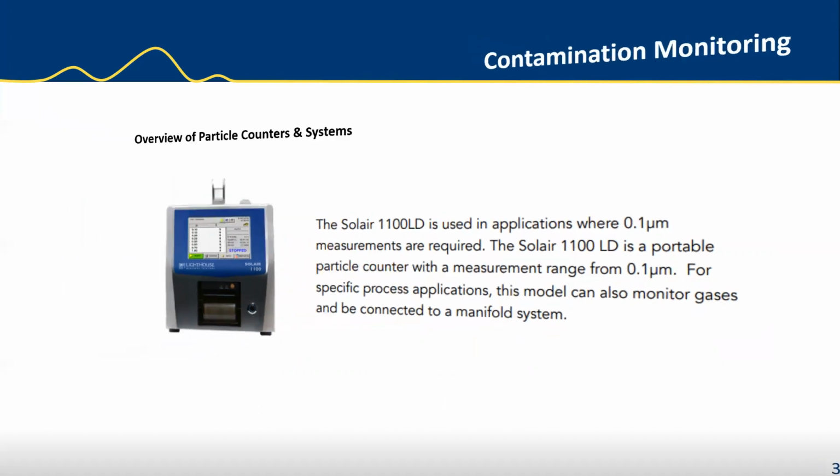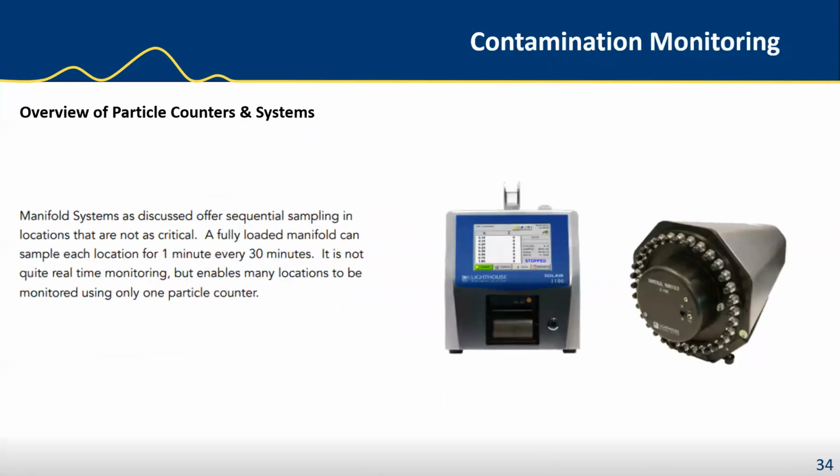And next up, we talked about connecting to manifold systems. So in areas where real-time monitoring is not always necessary, based on the process risk, the use of a manifold system may be considered. Manifold systems are a form of sequential monitoring. Most particle counters and monitoring systems update at a frequency of once per minute because they're pulling data from multiple particle counters. Here we have one particle counter connected to a manifold, and this manifold could have up to 30 locations. So if you're updating every minute, you're going to hit every location every 30 minutes.